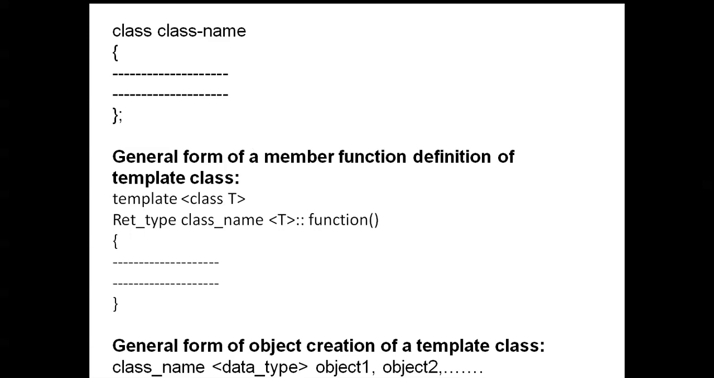Next, general form of object creation of template classes: class name, data type, object 1 comma object 2.